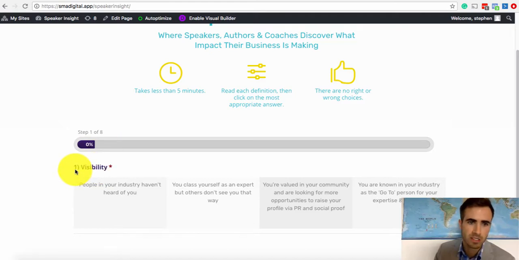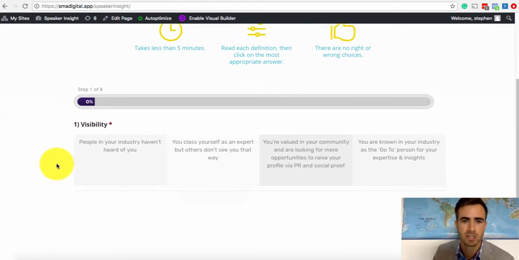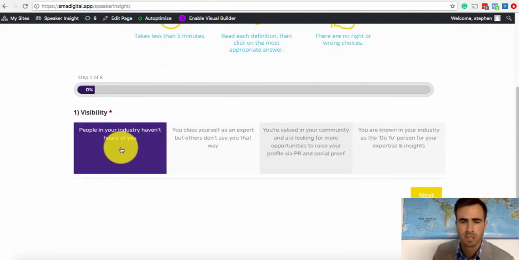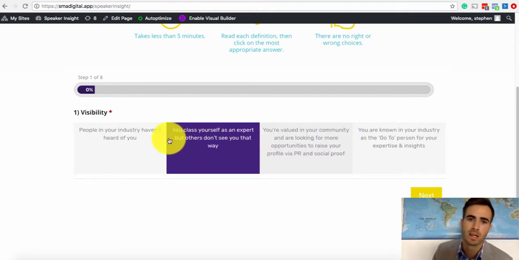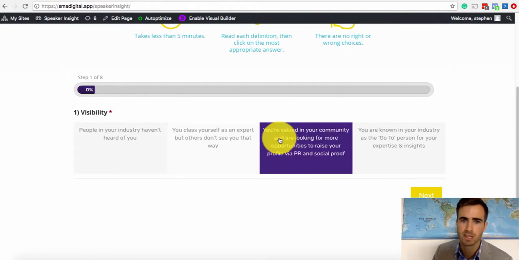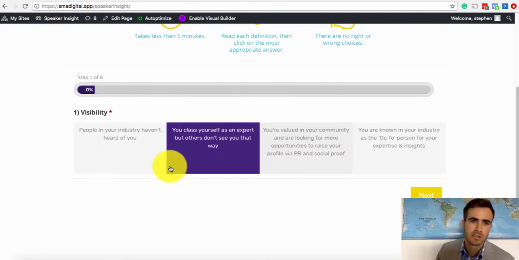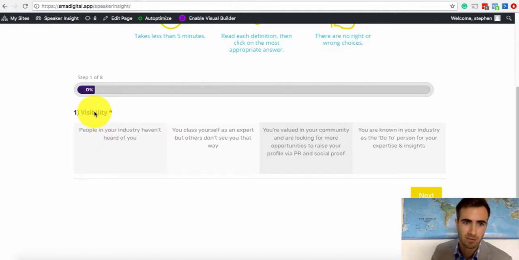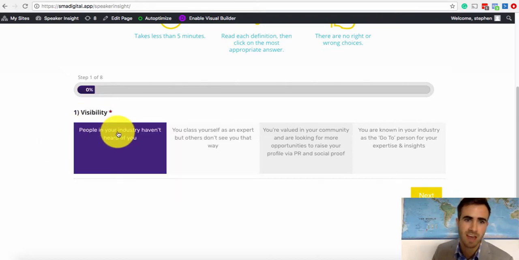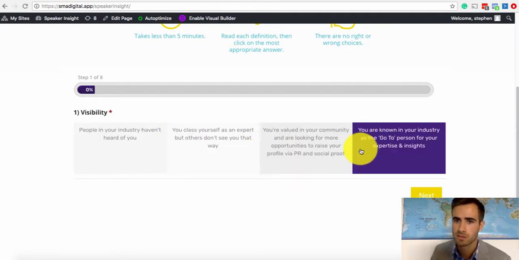So we've got here visibility as a headline, as a question. And you can see with all our quizzes, we then have kind of 4 or 5, generally 4 different options where somebody can read through each of these and self-identify which of these they relate to the most. Generally speaking, it's all the way from really struggling, such as visibility, when it comes to a business owner, people in your industry haven't heard of you, all the way through to you are known in the industry as the go-to person for your expertise and insights.